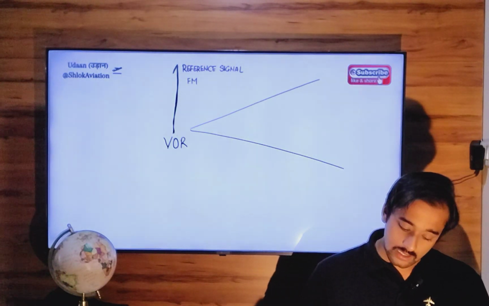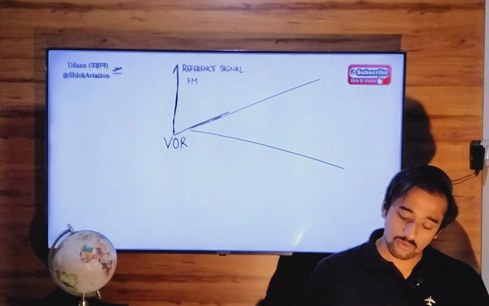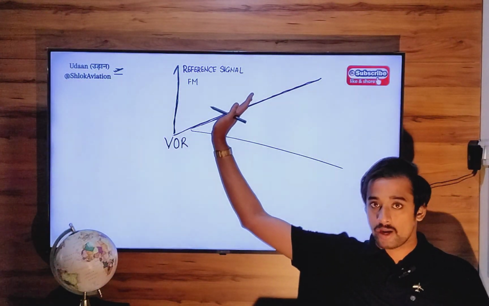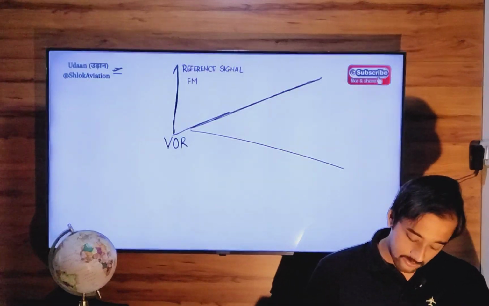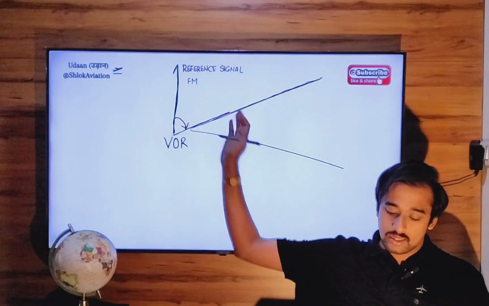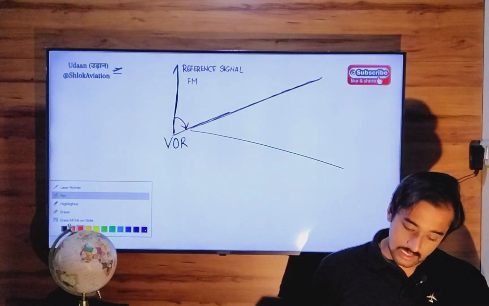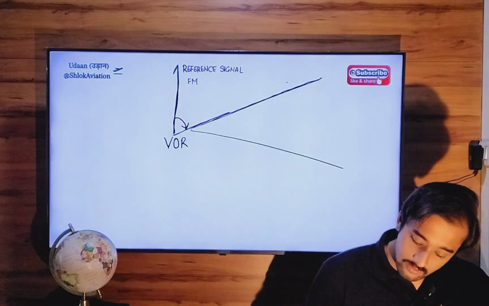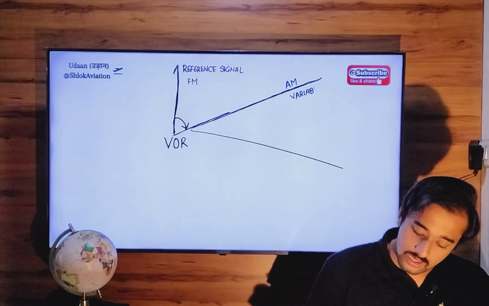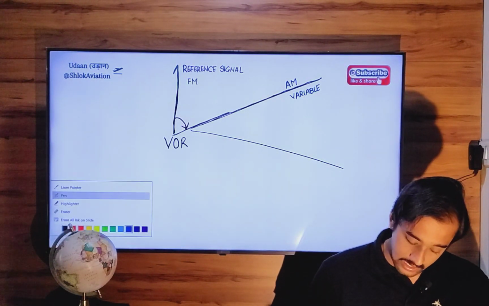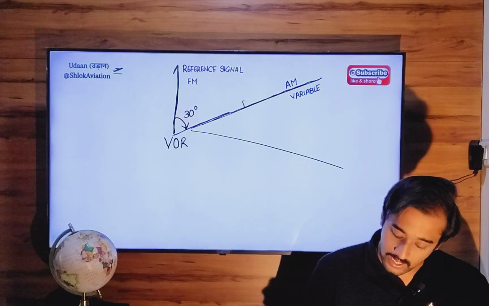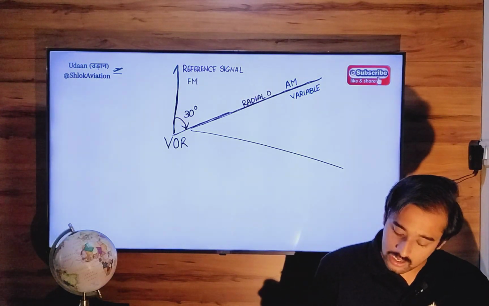So let's say this is one variable signal. At one moment of time, this variable signal has rotated and is pointing in this direction. So over here, the phase difference, or the angular separation, between the frequency modulated wave and this amplitude modulated variable wave is, let's say, 30 degrees. That means we will label this radial as radial 030.